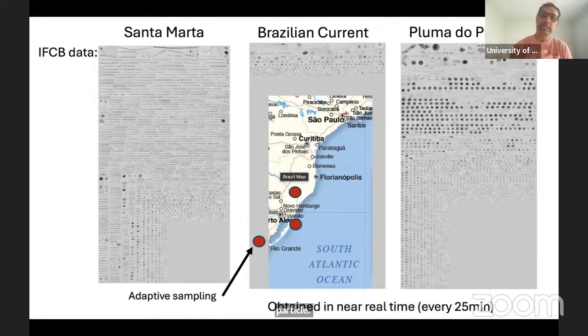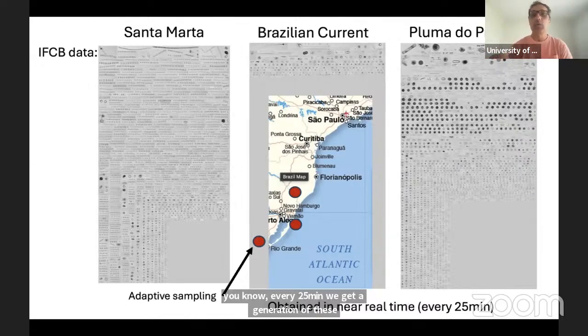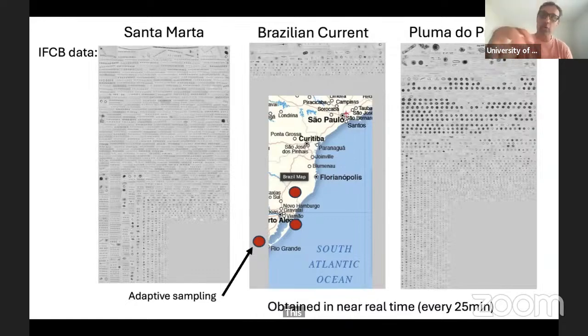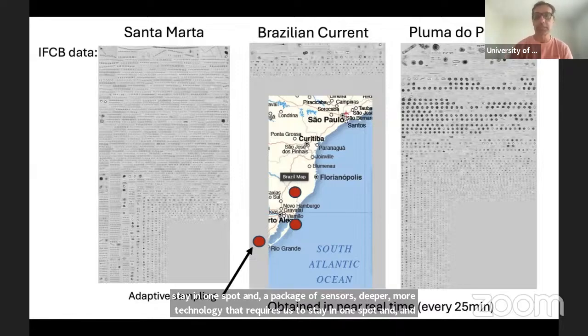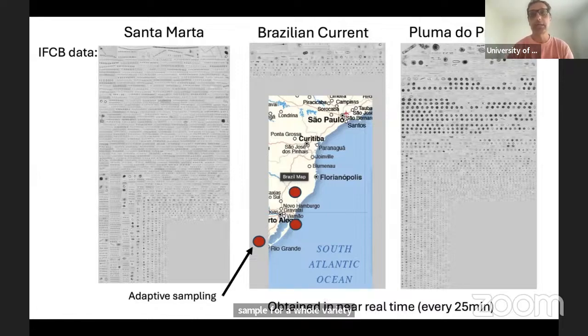And what's interesting is as we get these data in quasi real time, every 25 minutes we get a generation of this mosaic, we can use them to tell the captain where to stop to then deploy a package of sensors, deeper, more technology that requires us to stay in one spot and sample for a whole variety of other properties. So this is extremely useful for us to study the ocean.